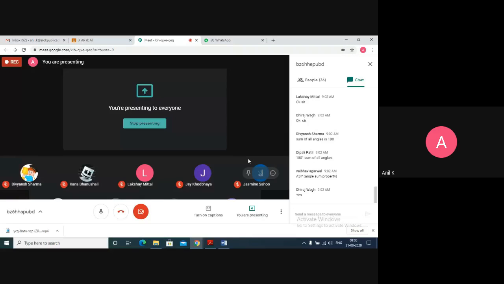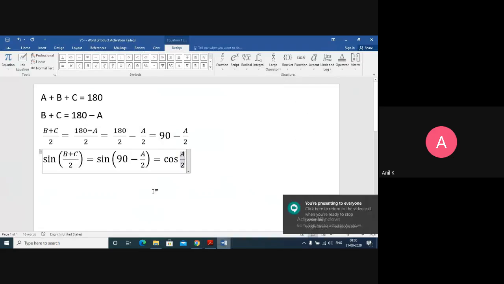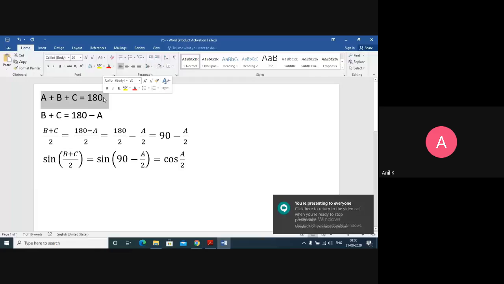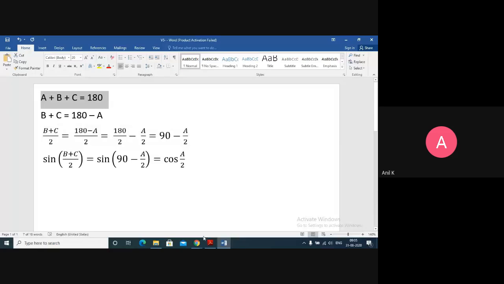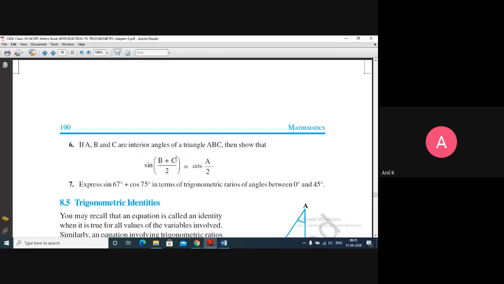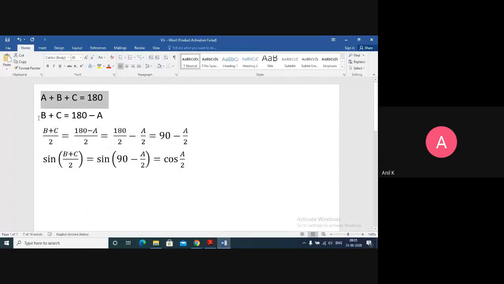So here you will get what property I used: the angle sum property of the triangle. Sum of the angles is 180. In the question, we want B plus C on one side and angle A on the other side. So that's why I kept B plus C on the left side only. I sent A to the right hand side. It becomes 180 minus A. Then in the question, I want B plus C by 2, so I divided both sides by 2. B plus C by 2 equals 180 minus A by 2.